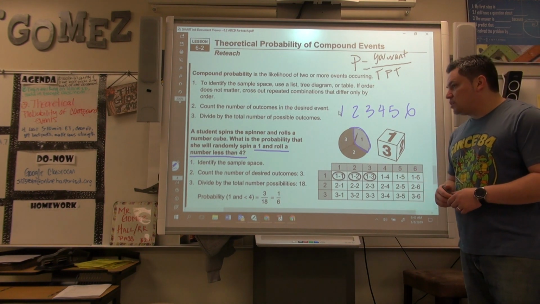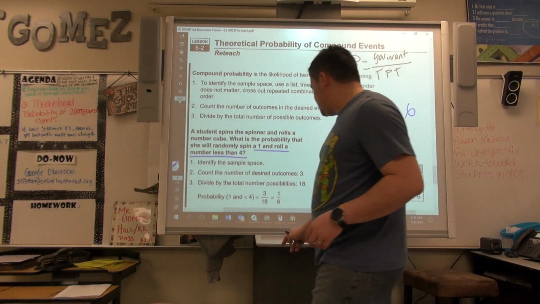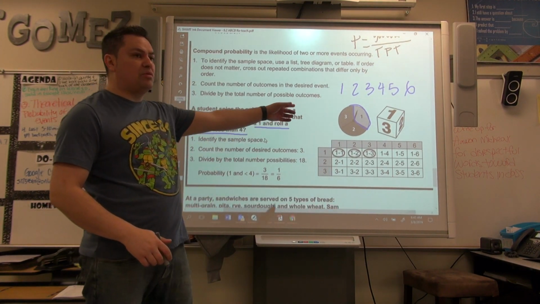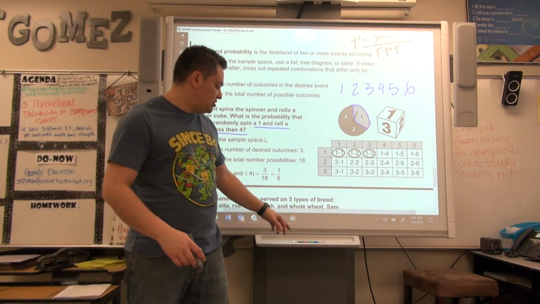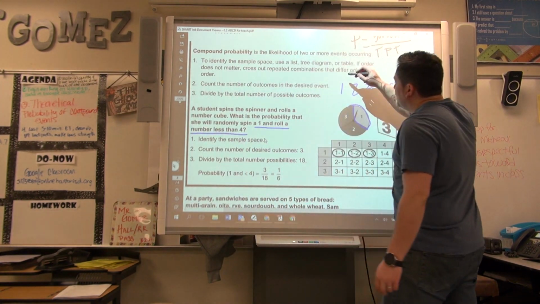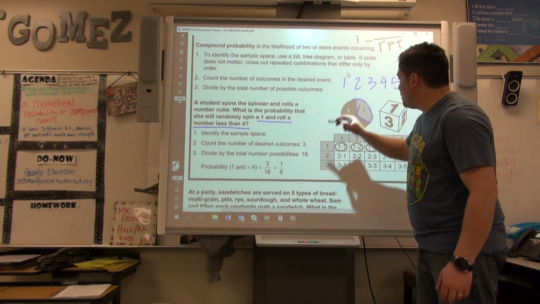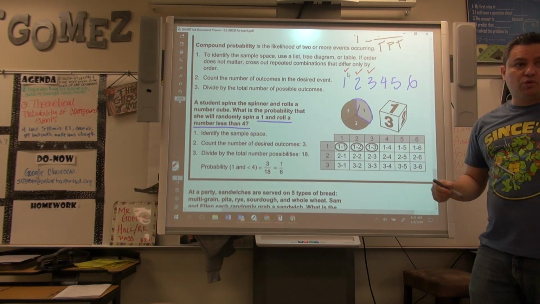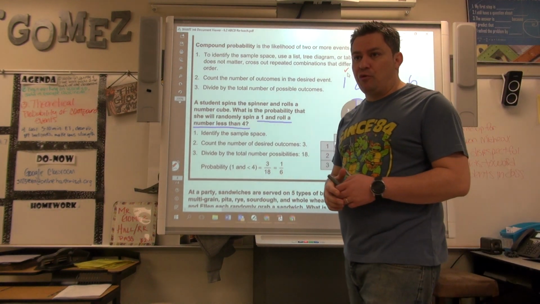Now, however, we need to emphasize that on the number cube, we only need numbers less than 4. So which ones are those? Is 1 less than 4? Yes. What about 2? Yes. And 3? Yes. 4? No. 4 is equal to 4, and it just says less than 4.